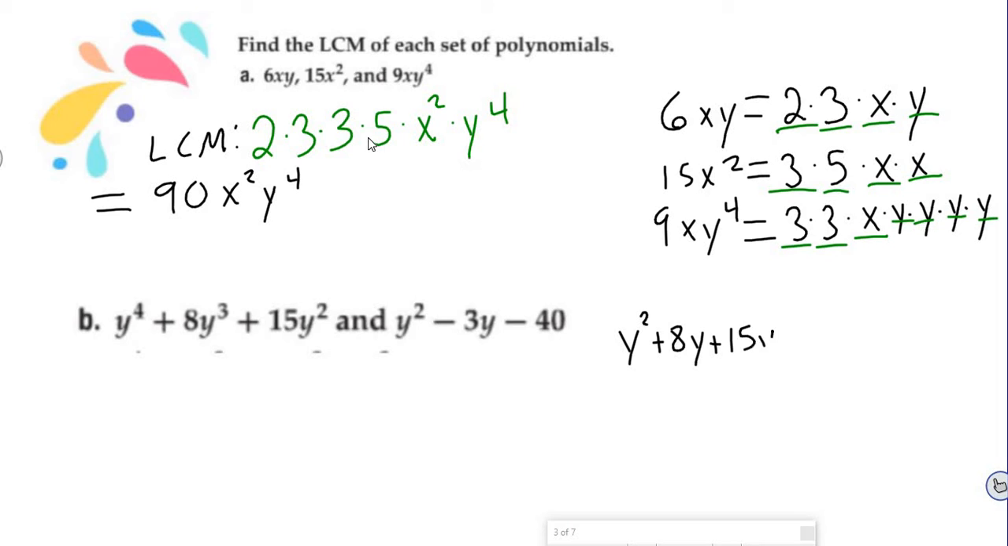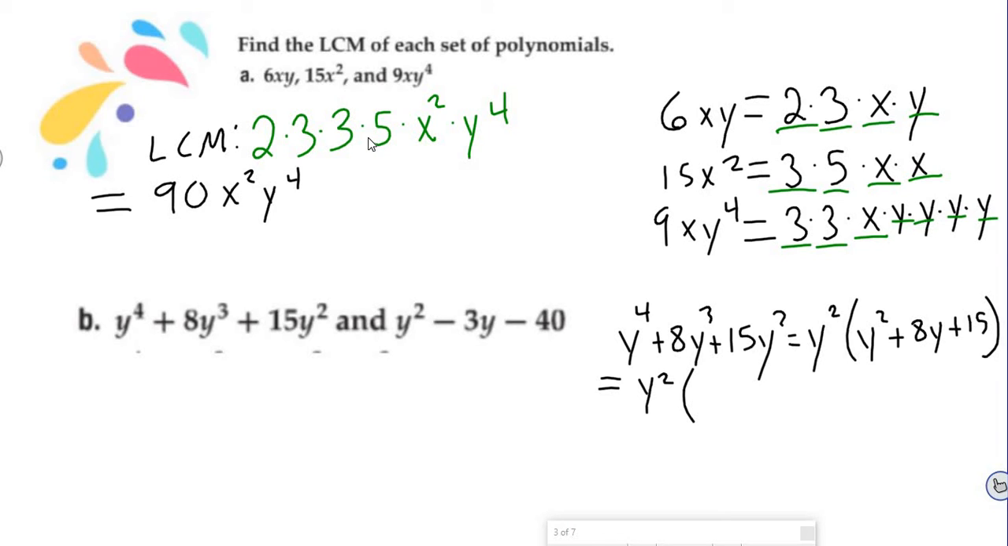So, what do our first terms have in common? Y. Sorry, this should be y to the 4. They have a y squared in common, and then we're left with y squared plus 8y plus 15. And then does that trinomial factor? So you would be looking at what multiplies together to give you 15, that adds together to give you 8. 3 and 5.